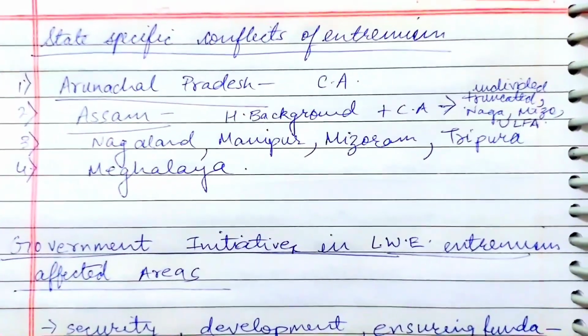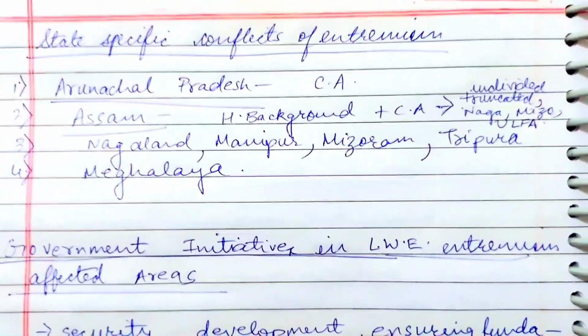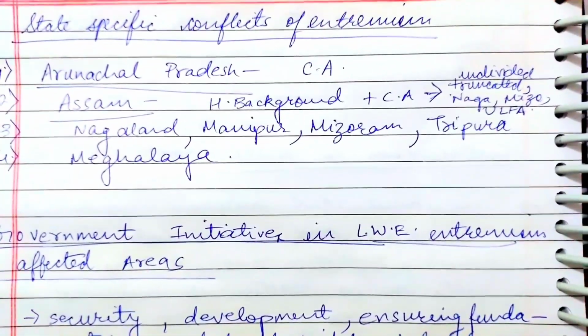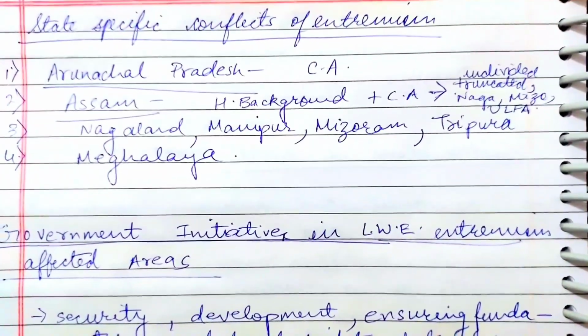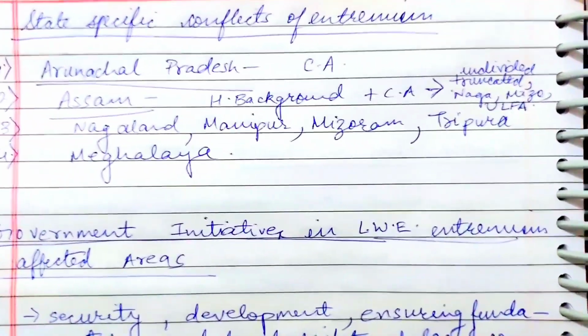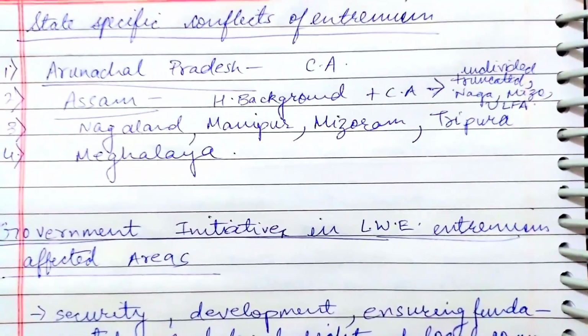Arunachal Pradesh, Assam, Nagaland, Manipur, Mizoram, Tripura, and Meghalaya, and you can look at the historical background of extremism in these states, and you can look at the current affairs and then integrate them into the points, and you can write these points. For example, I will tell you about Assam.